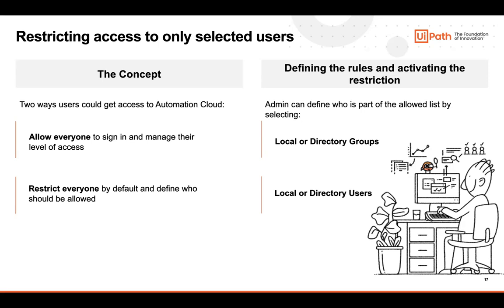For this second use case, we created this policy, and this policy allows you to define local or directory groups or local or directory users. And then when the policy is enabled, only the users which are specified there or are part of the groups that are specified will be allowed to actually access any kind of resources in Automation Cloud for that specific organization.